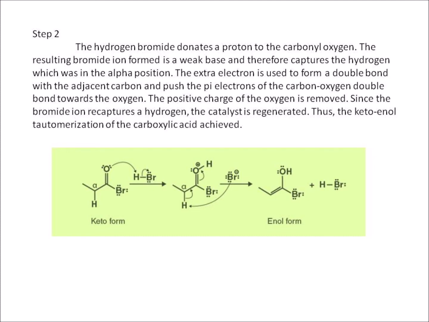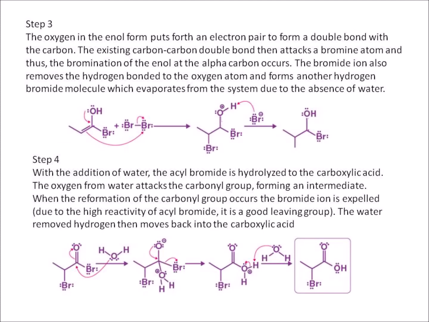The positive charge of the oxygen is removed. Since the bromide ion recaptures a hydrogen, the catalyst is regenerated. Thus, the keto-enol tautomerization of the carboxylic acid is achieved. The conversion of keto form to enol form is given.